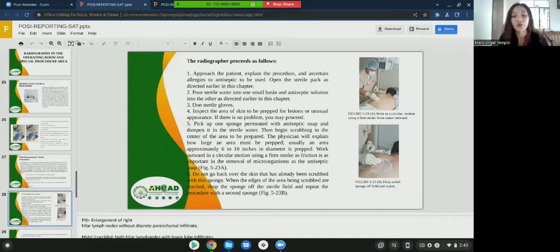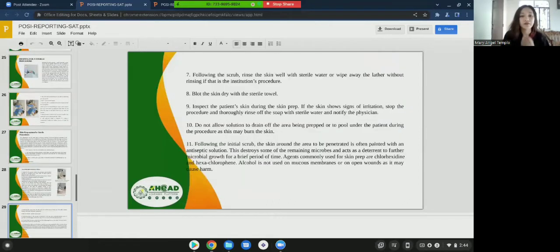6. Do not go back over the skin that has already been scrubbed with this sponge. When the edges of the area being scrubbed are reached, drop the sponge off the sterile field and repeat the procedure with a second sponge. Figure 5-23. Letter A. Work in a circular motion using a firm stroke from center outward. Letter B. Drop soiled sponge off field and repeat.